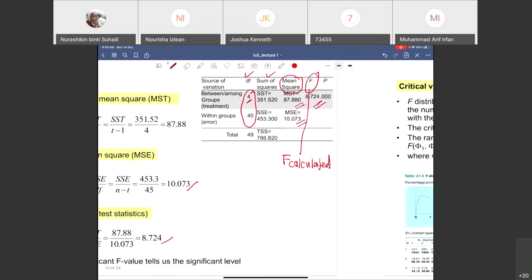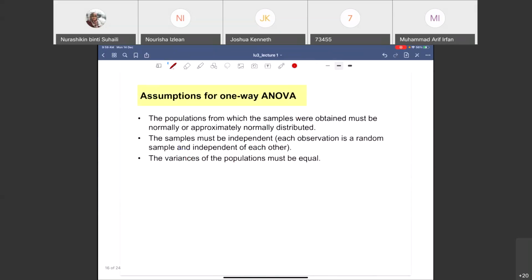Okay, so what are the things that you need to know as well? Assumptions of one-way ANOVA. The population from which the samples were obtained must be normally or approximately normally distributed. This is the normal assumption that we always make in statistics. The samples must be independent. It means that each of the samples can stand by its own, in other words. Each observation is a random sample and independent of each other. The variances of the population must be equal. So these are the assumptions in one-way ANOVA that you need to know.